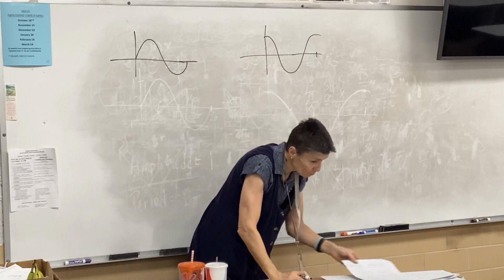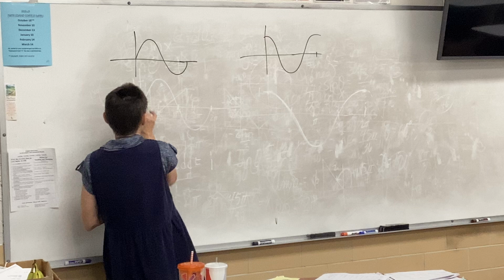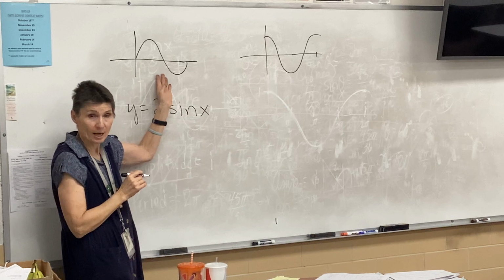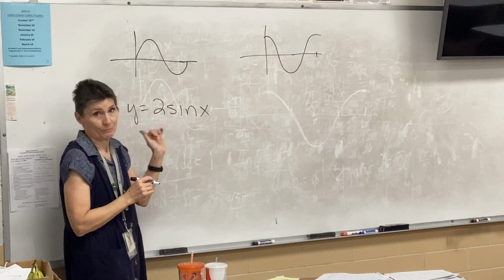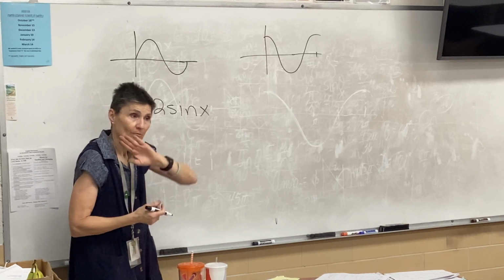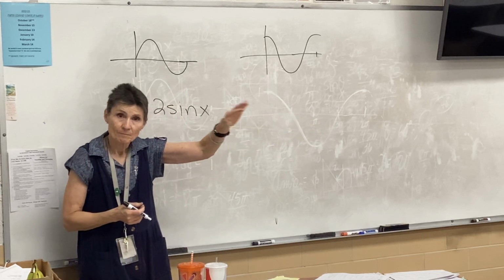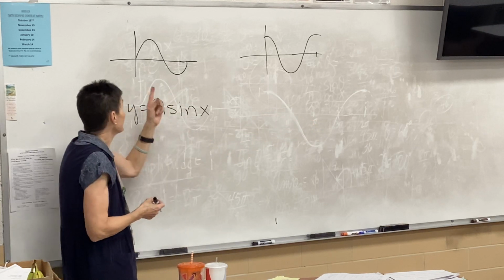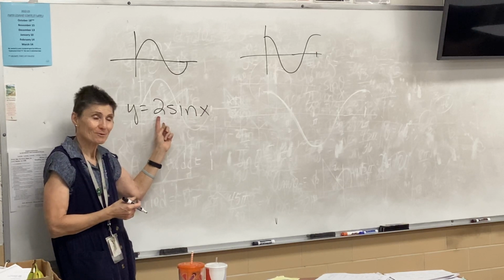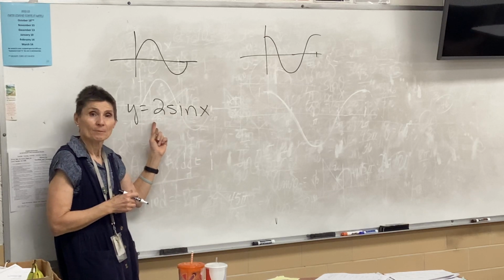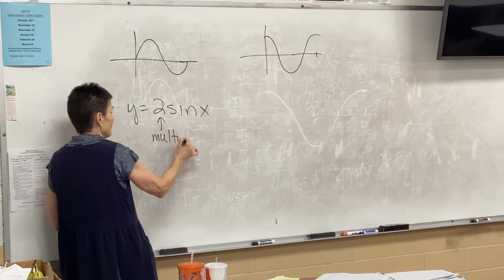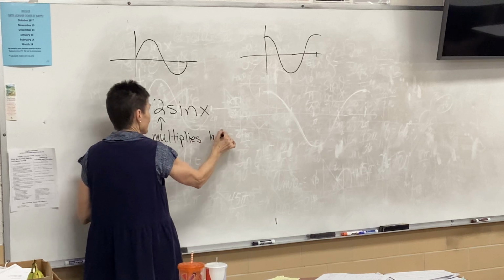So, first one is letter C, 2 sine x. First of all, it's a sine, so it's going to have this shape. And there's a 2 out in front. Who remembers from way back in chapter 1 what putting a number in front of a function does? Putting a number in front of the function multiplies the height.